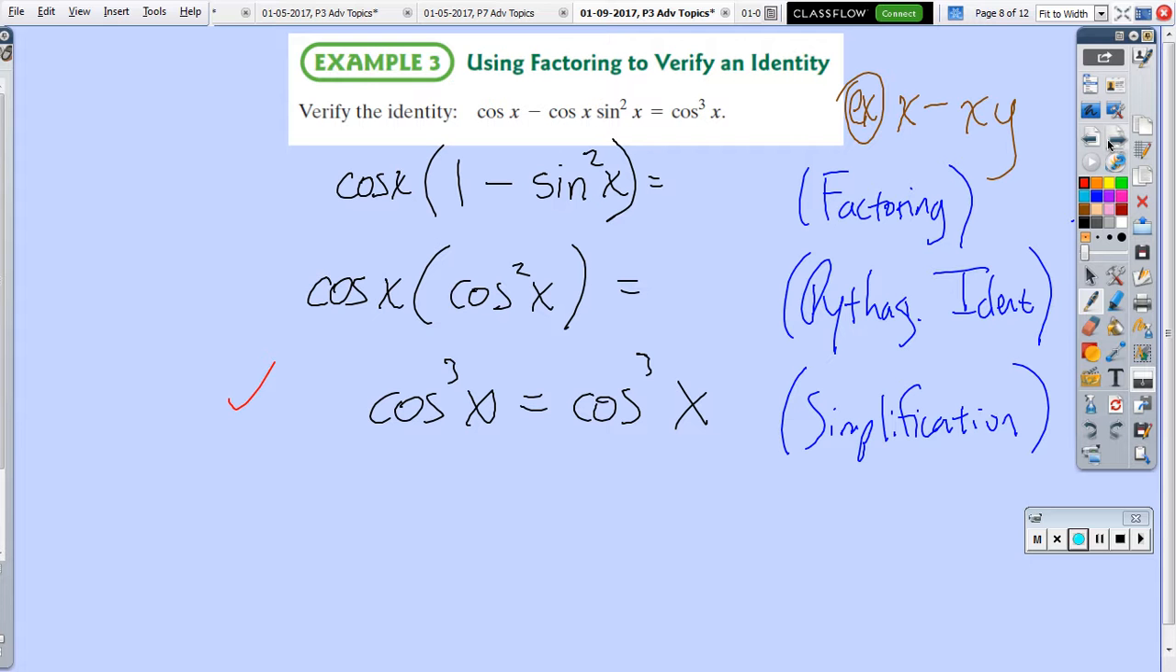Can you slow down real quick? Underneath Pythagorean identities, it says sine squared of x plus cosine squared of x equals 1. Therefore, 1 minus sine squared of x is cosine squared of x. I can show you the long way if it makes it any more clear, although you guys are probably not going to like it.